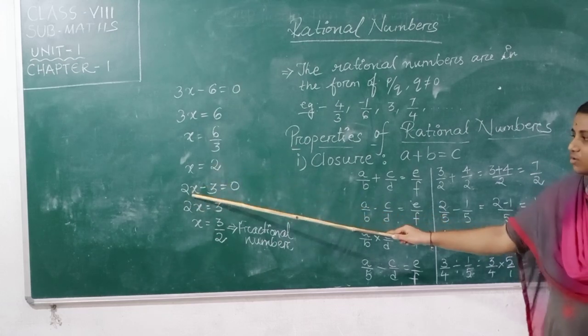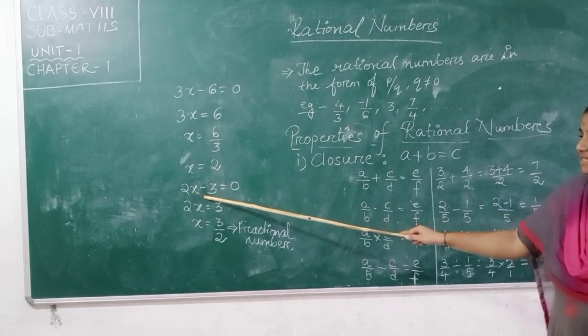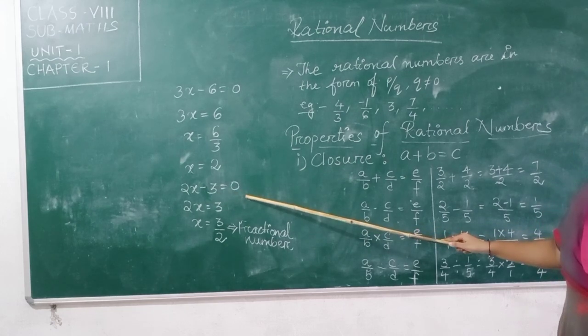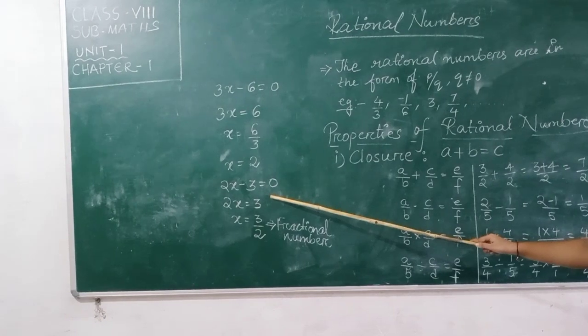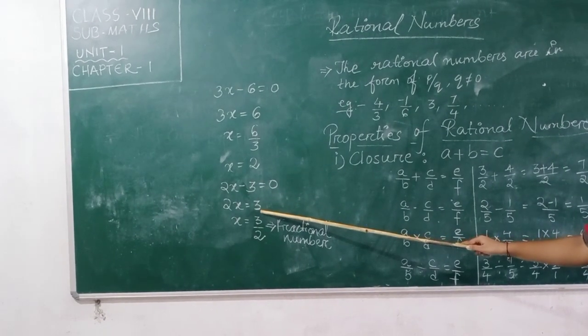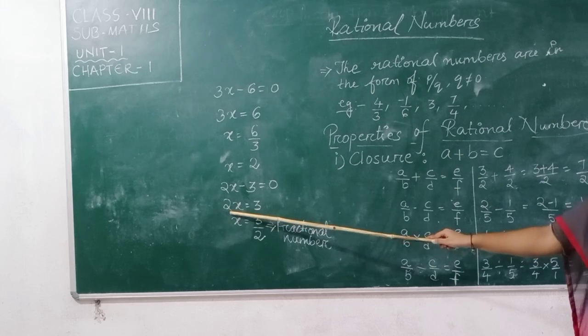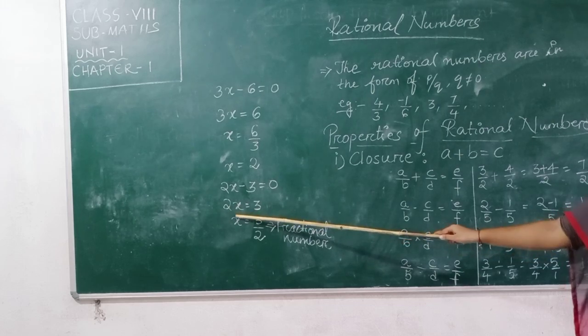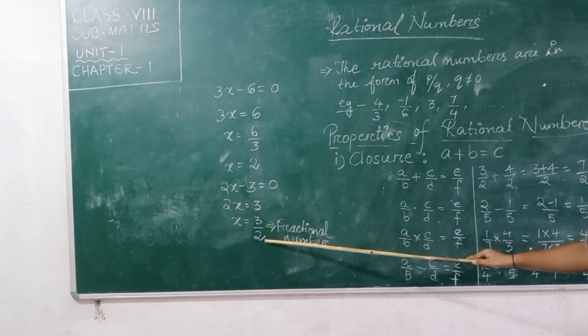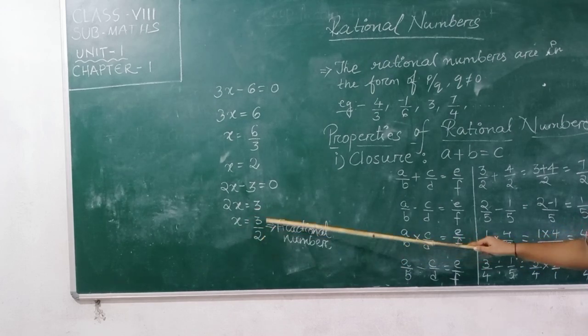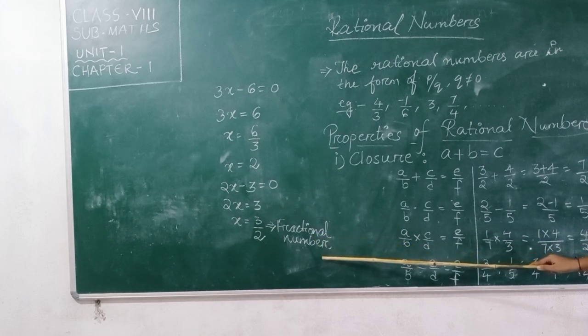Next, if we want to go for another equation, 2x minus 3 equal to 0. Here if we solve the equation, 2x is equal to, minus 3 if you are bringing this side, it becomes plus 3. So 2x equal to 3. When you solve this equation, 2 is multiplying here. If you bring the 2 this side, it will go into division. So x is equal to 3 by 2. So 3 by 2 is which number? 3 by 2 is a fractional number.